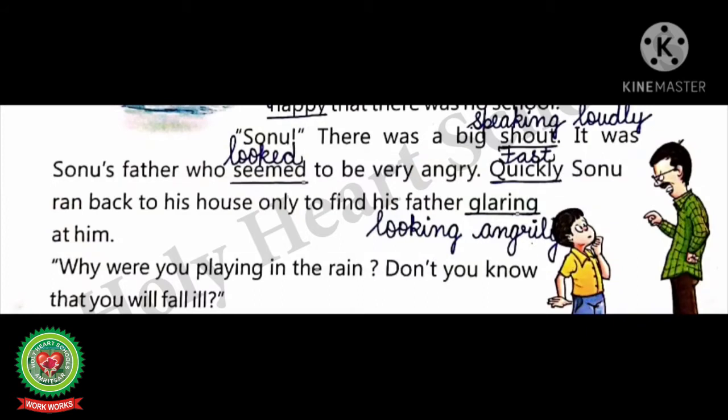Sonu, there was a big shout. Underline the word shout and write down its meaning, speaking loudly. It was Sonu's father who seemed to be very angry. Underline the word seemed and write down its meaning, looked. Quickly, Sonu ran back to his house only to find his father glaring at him. Underline the word quickly and write down its meaning, fast. Underline the word glaring and write down its meaning, looking angrily.